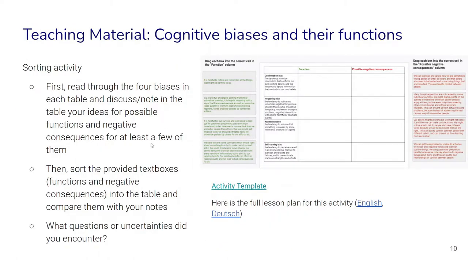Here's a sorting activity where you can explore a diversity of different cognitive biases that also have some importance in our well-being and in sustainable development, and to sort and try to think about what are actually the functions, why might we have these biases in the first place, but then what are also some possible negative consequences of these biases. You can check out the actual activity template here and the full lesson plan as well.